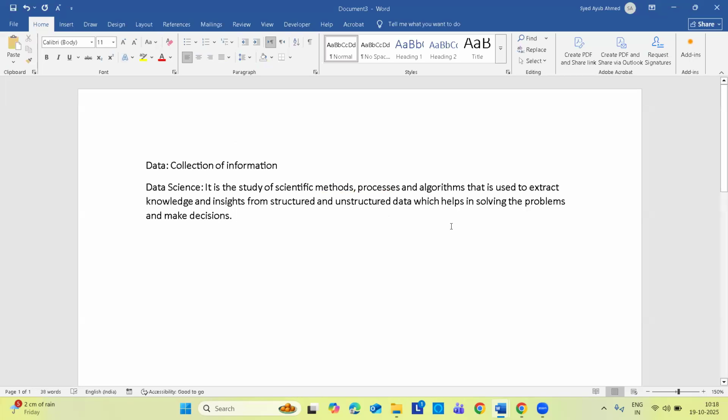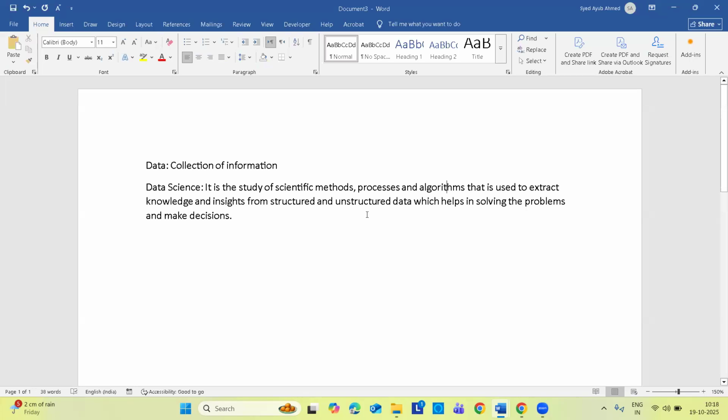What is data science in simple words? It is a study of scientific methods, processes, algorithms that is used to extract knowledge and insights from structured and unstructured data, which helps in solving problems and making the decisions. I'll tell you about structured and unstructured data.